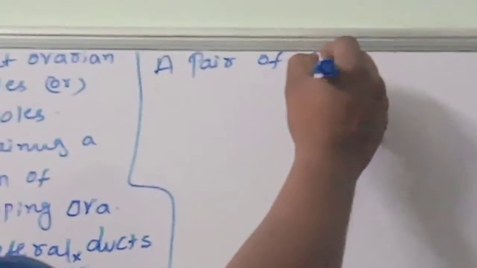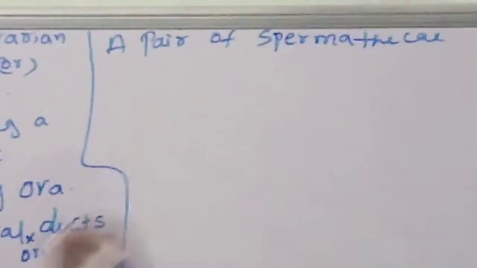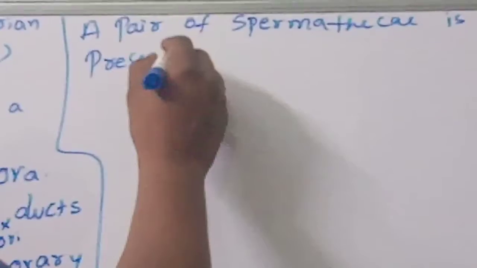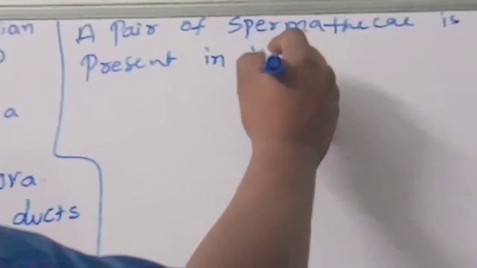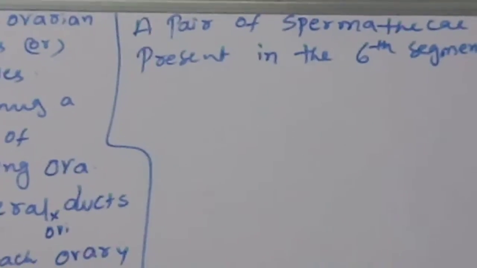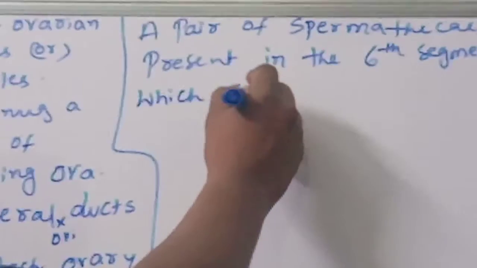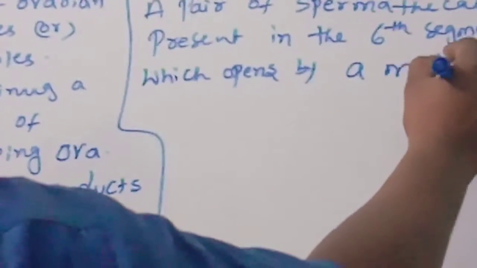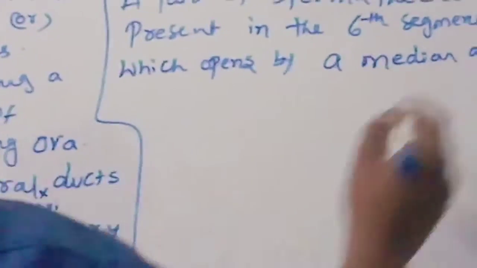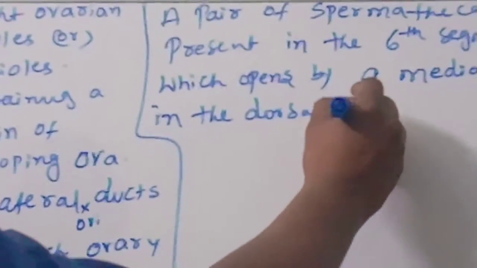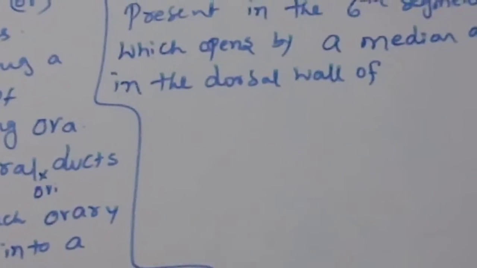A pair of spermathecae is present in the sixth segment, which opens by a median aperture in the dorsal wall of the genital pouch.